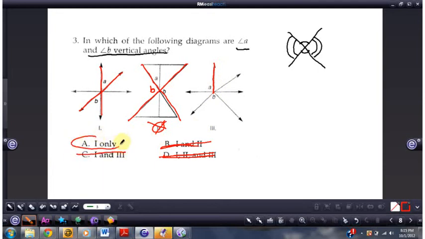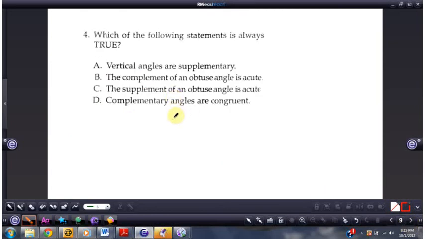Which of the following statements is always true? Okay, always true. That word's kind of tricky.